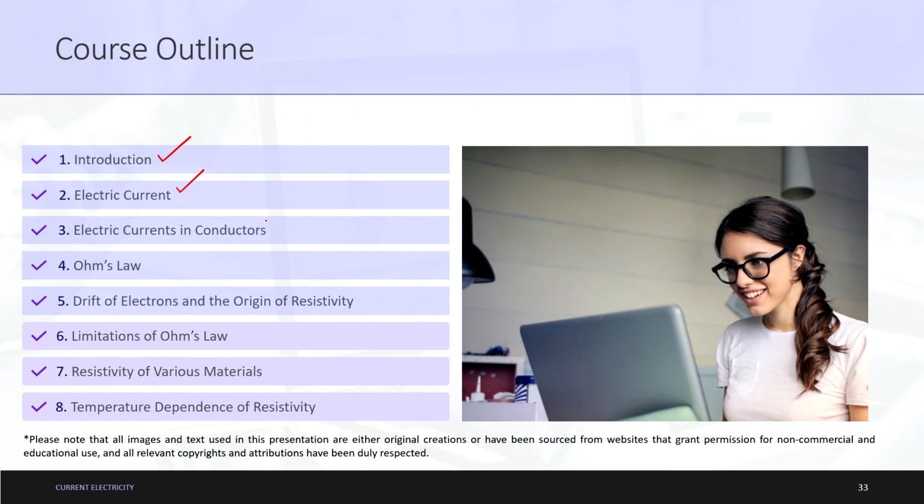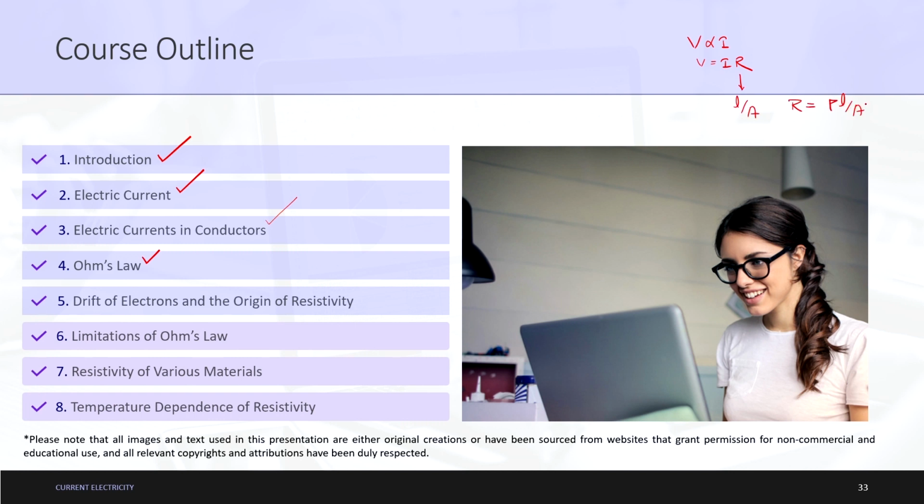In the third concept, electric current in conductors, we understood the materials called conductors, semiconductors and insulators, and why the electron bond is much more free in conductors, followed by semiconductors and insulators. In Ohm's law we understood a relation V is directly proportional to I, which is equal to IR, and finally R is directly proportional to L by A, and hence we got R is equal to rho L by A.